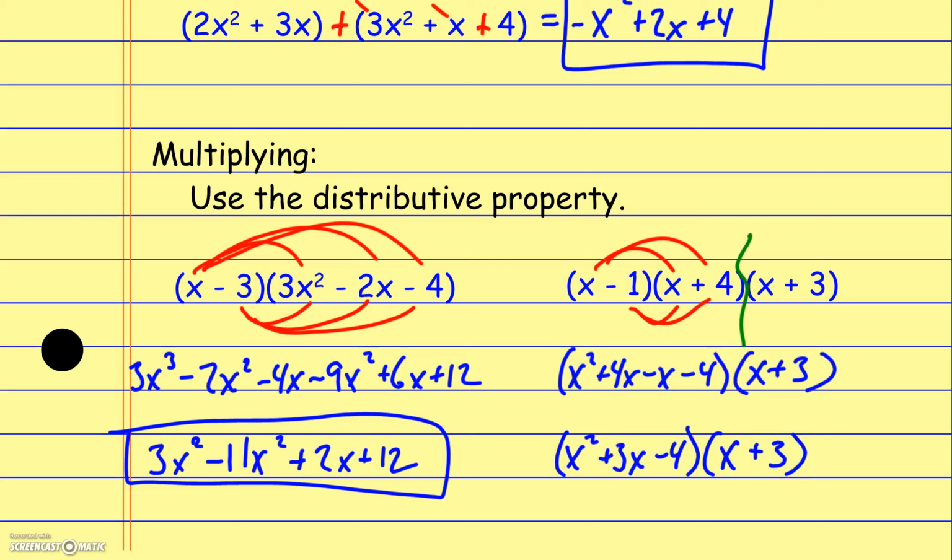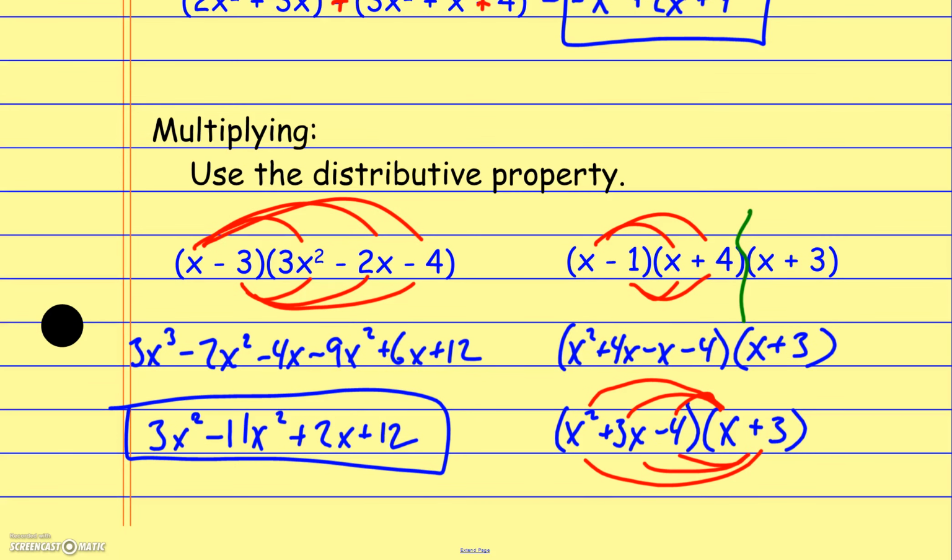And I can either distribute it this way, distribute the x squared, and then distribute the 3x, and then distribute the negative 4. Most of us find that uncomfortable, so if you want to distribute backwards, distribute the binomial. Most students find this more comfortable. So I distribute the x, and then distribute the 3. Okay? Because now it's essentially the same thing we just did in the previous example.